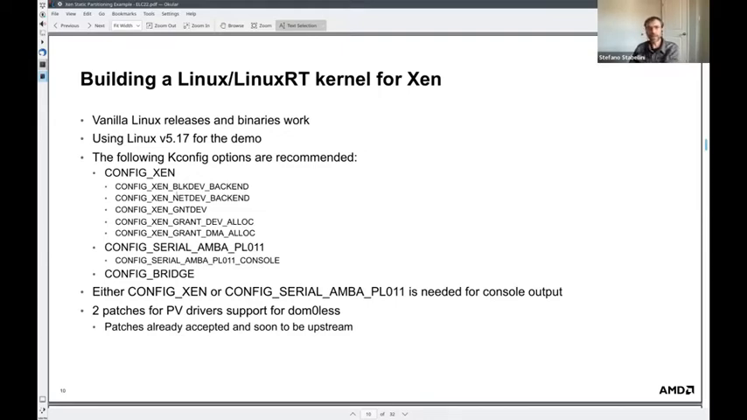The other one that's good to have is the AMBA PL011 driver. That's the driver for the PL011 UART to have a console. That is because when you run Linux as a DOM0-less VM, you get an emulated PL011 UART. So it's good to be able to print on that console. CONFIG_BRIDGE is not required, but is useful in DOM0 if you're going to use PV network, because the bridging version of PV network is the easiest to set up. I just use vanilla plus two PV driver patches that are going upstream, already accepted and reviewed, but not committed to Linux master yet. And I'll show you later how to use them.